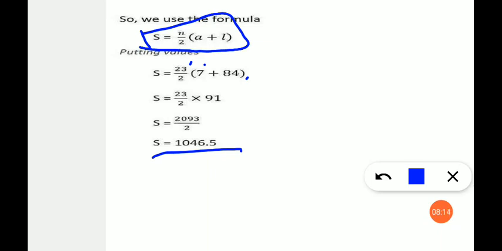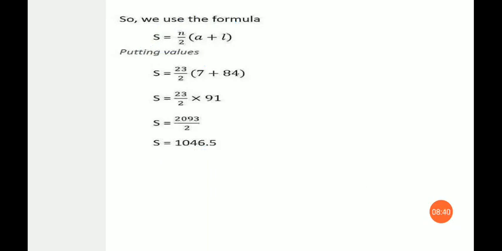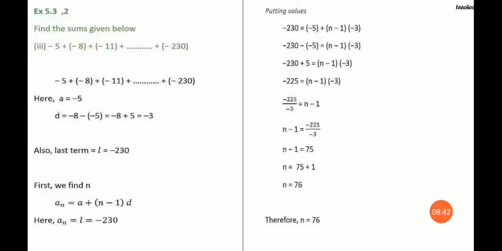I hope, students, it is clear to you why we have to find out n, because without n we cannot find out the sum. N is a very necessary thing while finding out the sum of the terms of an AP. Okay, moving towards the next part of this question.